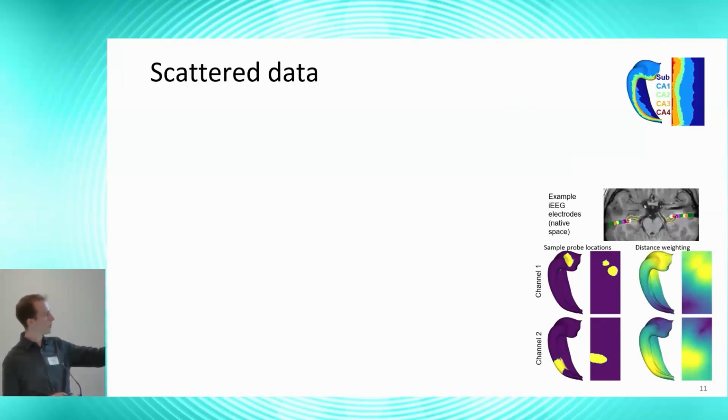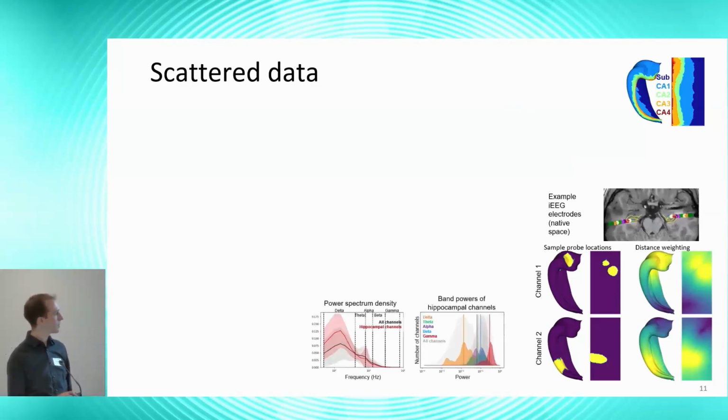So I'm just showing two example channels. In this case, we use some extrapolation and interpolation based on the distance from where those contacts are across the hippocampus. From the intracranial EEG time series, we can extract information like power spectral density and also the band power of specific bands, like the alpha and theta bands in the hippocampus.